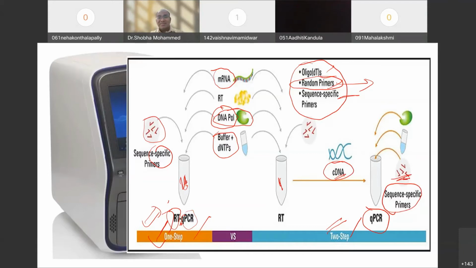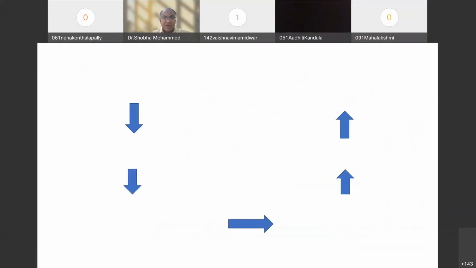So the basic difference between one-step PCR and two-step PCR is that here we add the random primers also, not only sequence-specific ones, additionally added so that it helps in the synthesis of the new DNA. This is one important point.